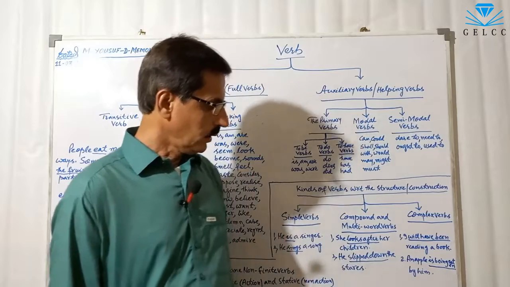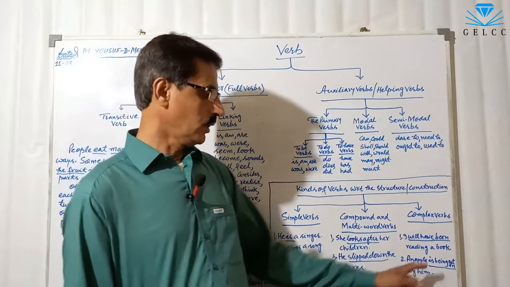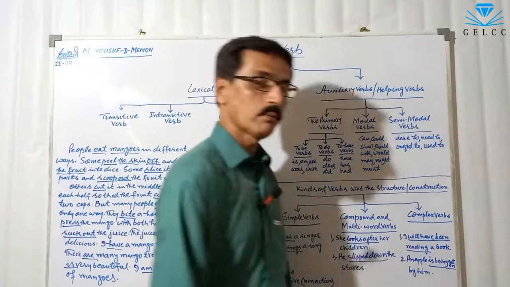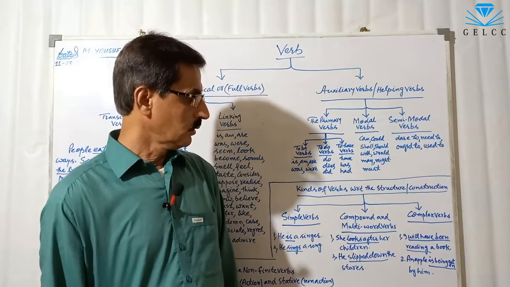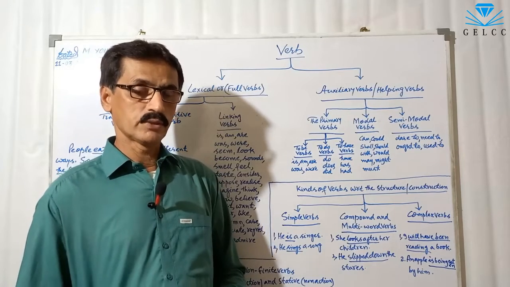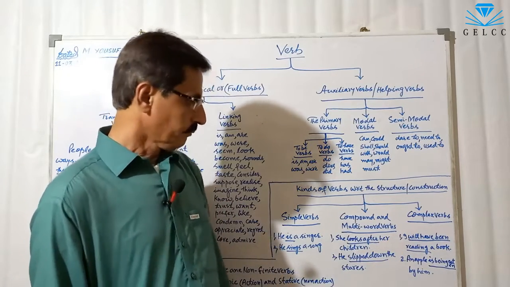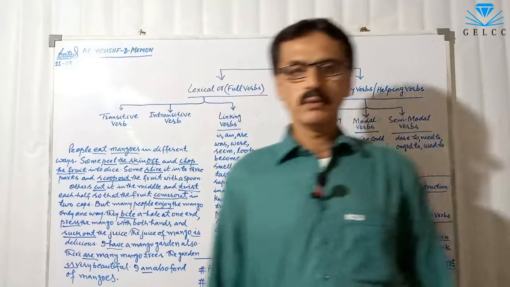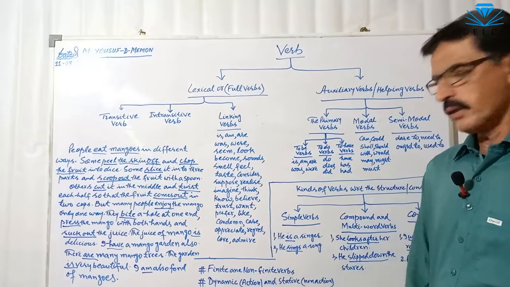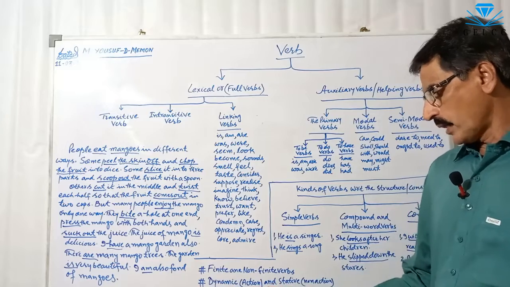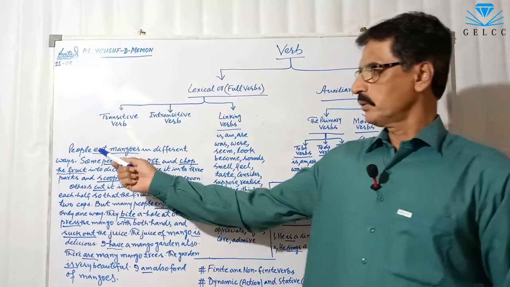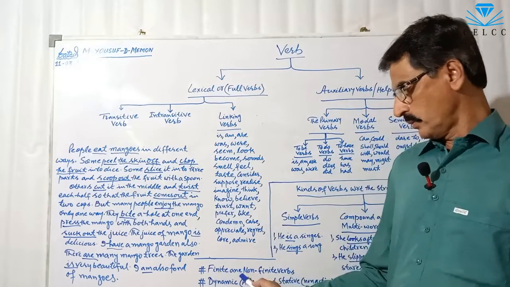An apple is being eaten. Is being eaten. Will have been reading. Reading is also a verb. These are complex verbs. Means more than one word. These consist of more than one word. They are complex verbs. Again, you will have to learn about finite and non-finite verbs, dynamic, action, and stative or non-action verbs.